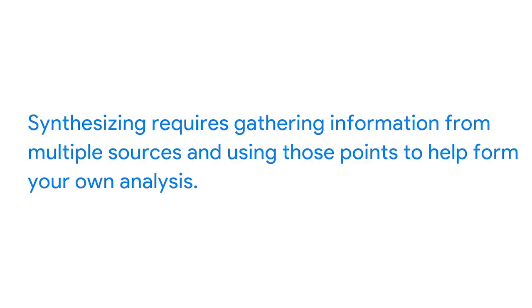To write an effective one-sentence overview of a problem, you'll need to synthesize information from various sources, like emails, presentations, meeting notes, and more. Synthesizing requires gathering information from multiple sources and using those points to help form your own analysis. For example, it wouldn't be very helpful to send a stakeholder a link to your project plan because it doesn't give them a thorough understanding of what the problem entails.